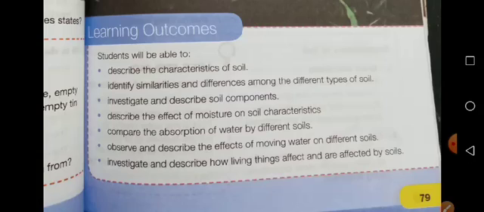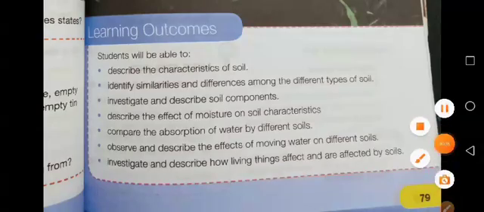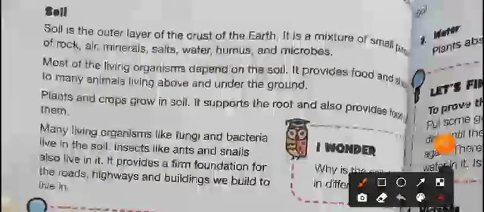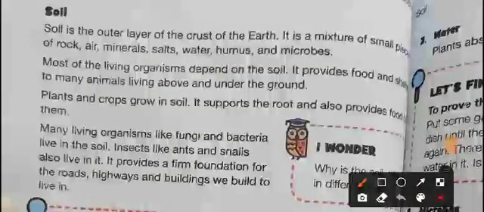Today, we are going to start this chapter, and in this chapter, we are going to learn about the characteristics of the soil. We are also going to learn about the different types of the soil and the components of soil. Component means part of soil. Kindly turn your pages and come at page number 80. We are going to start this lesson.